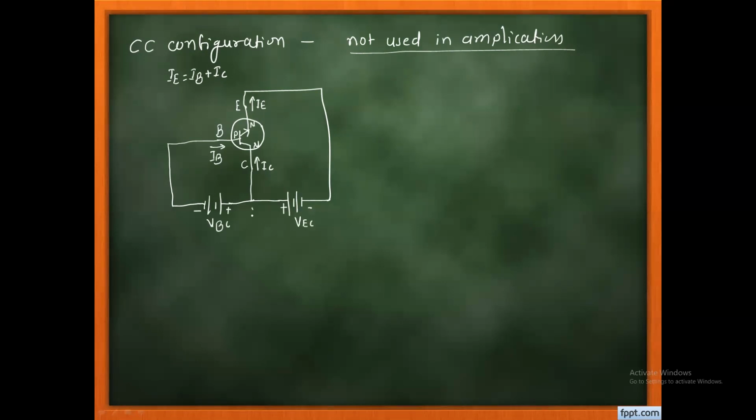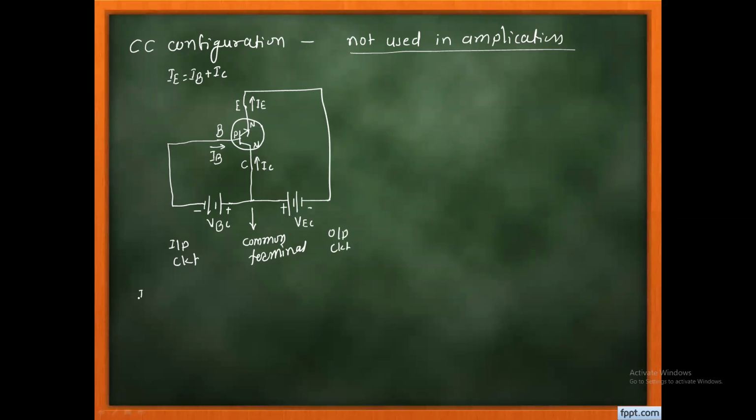So this collector terminal, now I say that it's a common terminal. The region in between the collector and base terminal, that we call the input circuit, and the terminal in between the emitter and collector, that we call the output circuit.